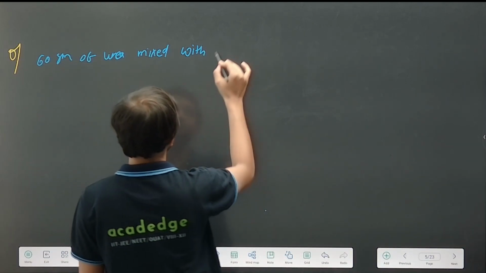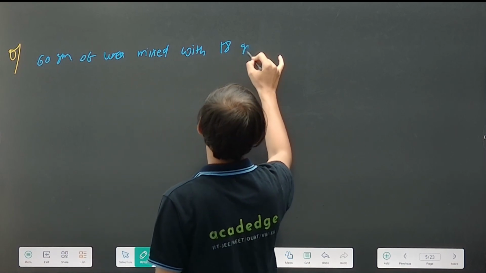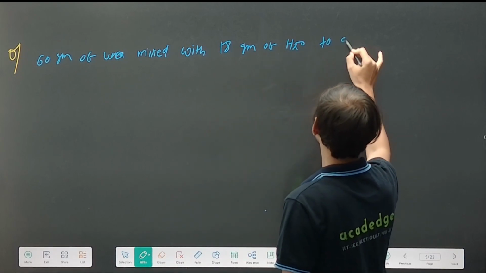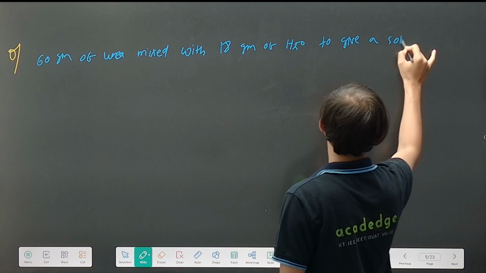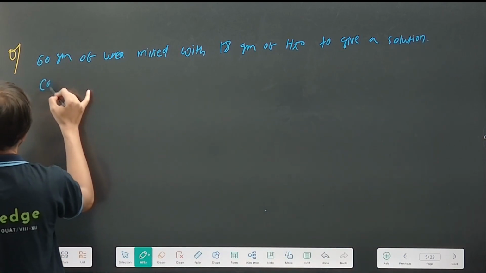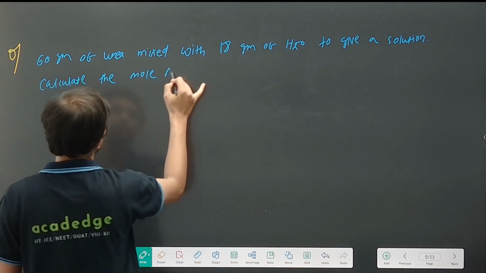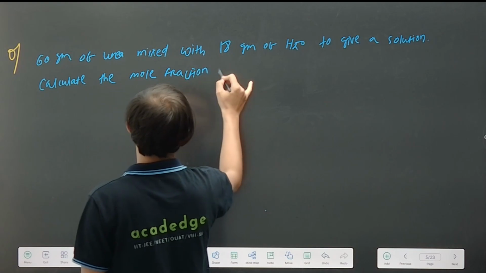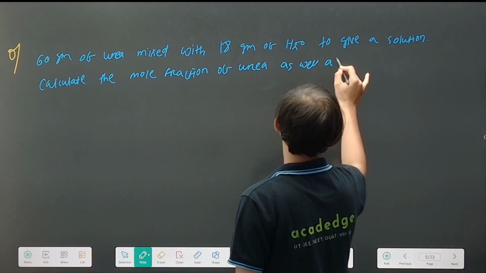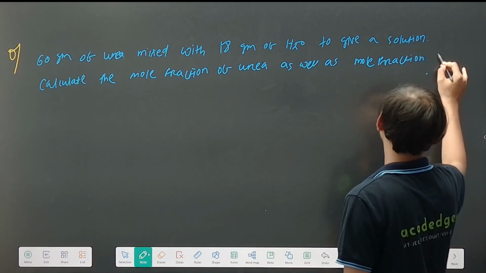mixed with 18 gram of water to give a solution, and the question asks, calculate the mole fraction of urea as well as the mole fraction of water.